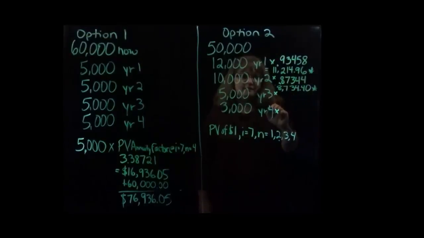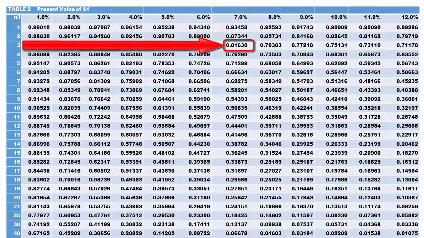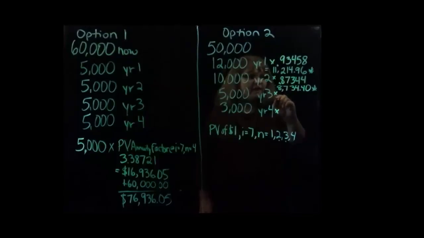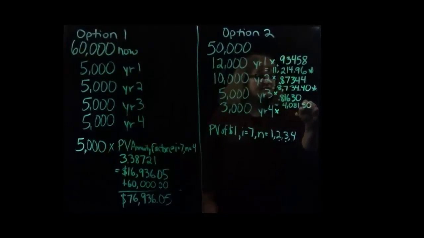Then for the $5,000 in year 3, we're going to multiply by the present value of $1 factor where I equals 7 and n equals 3. That factor is 0.81630, and if we multiply that by the $5,000, we get $4,081.50, and we'll put a little asterisk by it.